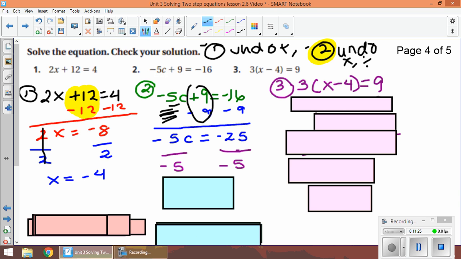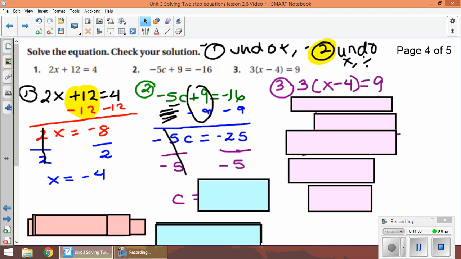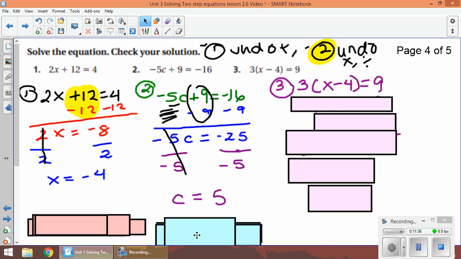So in here, -5 divided by -5 reduces to 1c, or c equals, and -5 divided by -5 is 5. Great work if you got number 2 right. We are almost done here, guys. Hang in there. All right, number 3, we have 3 times the quantity of x minus 4.